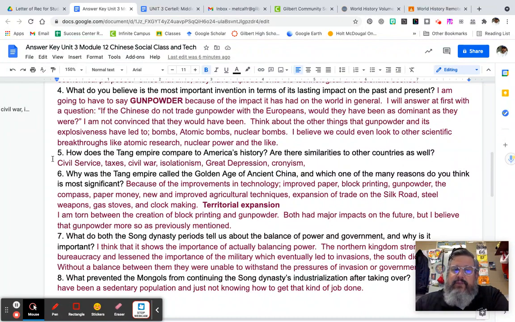Think about the other things that gunpowder and its explosiveness have led to. Bombs, atomic bombs, nuclear bombs. I believe we can even look at other scientific breakthroughs like atomic research and nuclear power, and even the CERN super collider, which I think is in Switzerland. I'm not 100% sure, right? Where they collide atoms together to create energy. I'm not saying that gunpowder is the sole reason that these things happened, but I think that it played a part. I think I could probably do a thesis paper on that for a doctorate, maybe, and that would provide plenty of good quality information.